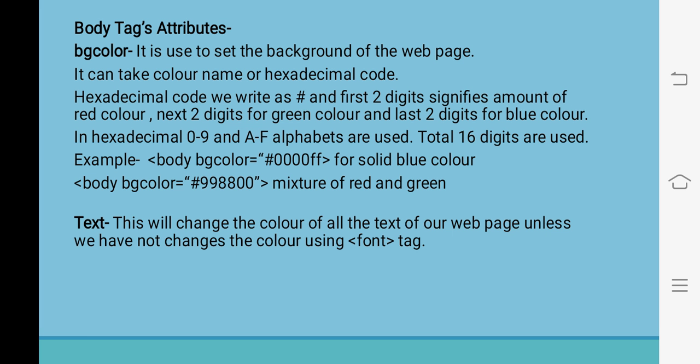Next attribute is text attribute. Children, this will change the color of the text on the web page unless we have not used font tag and any other tag. अगर हमने कोई टैग यूज़ नहीं किए टेक्स्ट कलर चेंज करने के लिए तो टेक्स्ट एट्रीब्यूट से जो भी कलर हम सेट करेंगे वो वेब पेज के टेक्स्ट पर अप्लाई होगा.